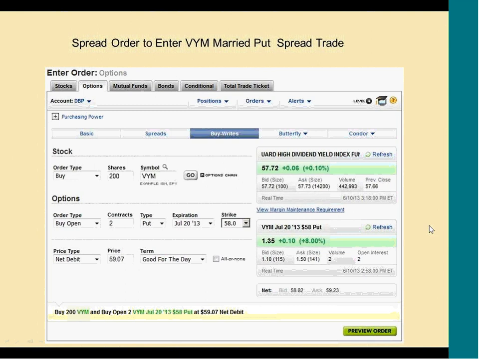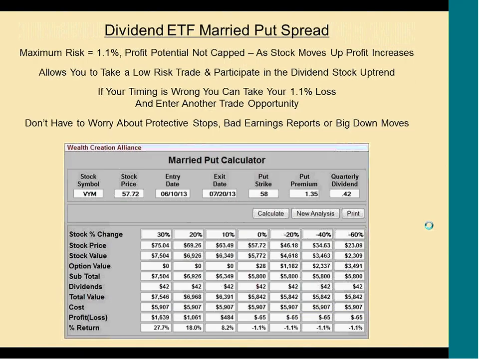And again, if you're wrong about your timing, then you can just move on to the next trade. You take your 1% loss and you move on to the next trade. So this is a great low risk way to invest in stocks and ETFs. So with married put, my maximum risk was 1.1%. The potential is not capped. As the stock moves up in price, the profit increases.